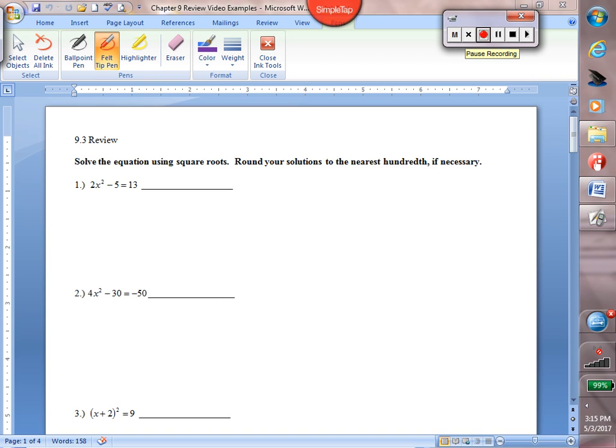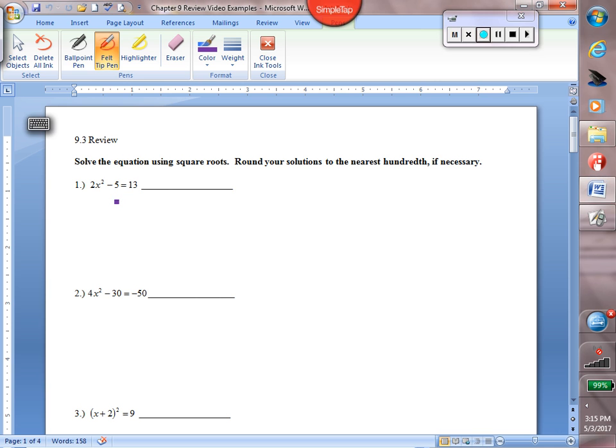In section 9.3, we solved equations using square roots. Before we can use square roots to solve, we need to get the squared term by itself. So if we look at number 1, we have an x squared. We want to start by getting the x squared by itself first, then we can solve using square roots.